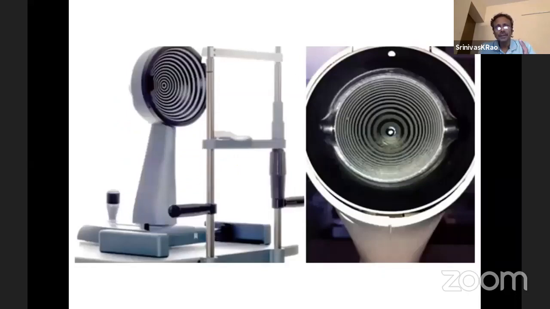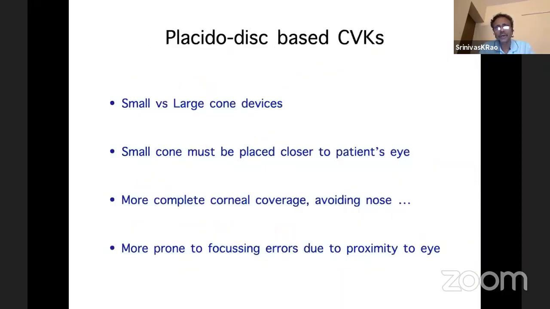So when you look at these Placido-based devices, you have two broad designs. You have the large object devices and the small object devices, the cones, basically. You can have either a large cone or a small cone. There are pros and cons for both of these. The small cone basically tries to avoid the problem of the patient's nose because it goes very close to the patient's eye, and therefore you get a larger corneal coverage, which is more complete because the nose doesn't interfere.